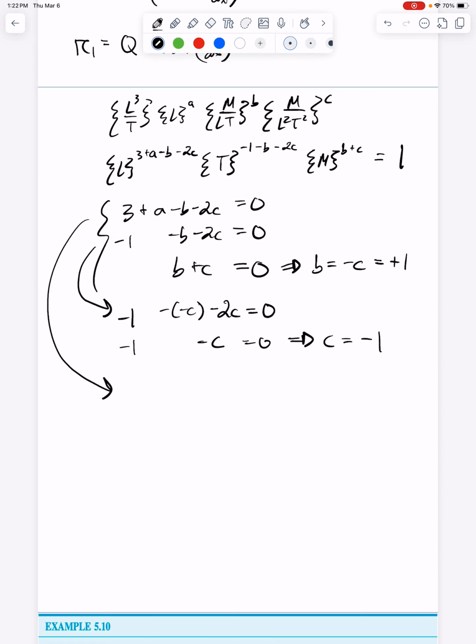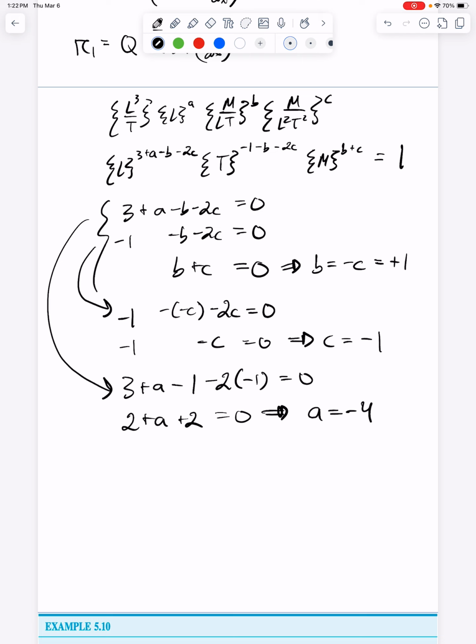And my last equation: 3 plus a minus b, which is positive 1, minus 2c, which is negative 1, equals 0. 3 minus 1 is 2, so plus a, and negative 2 times negative 1 is plus 2, equals 0. Therefore, a is equal to negative 4. It's just systems of linear equations. I'm just solving some algebra stuff.